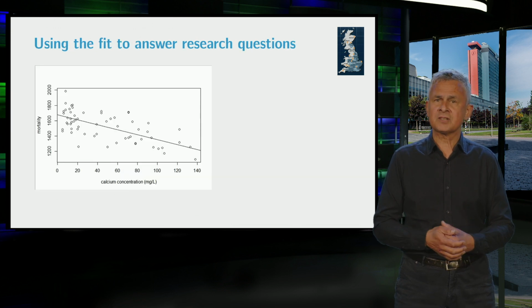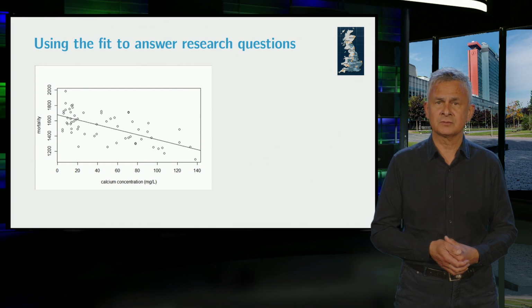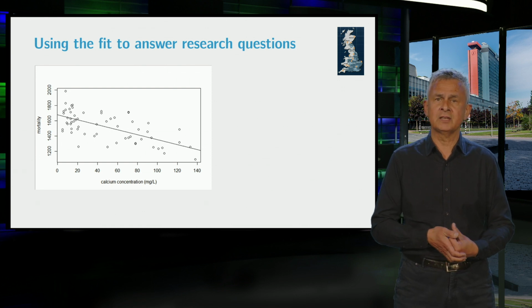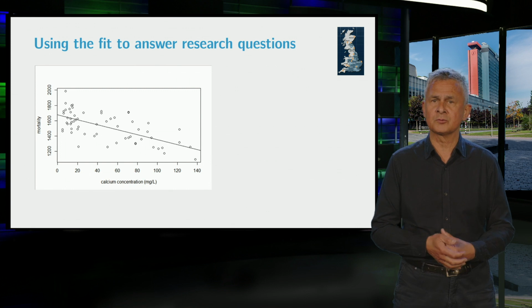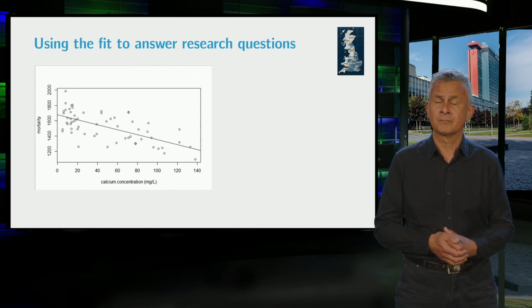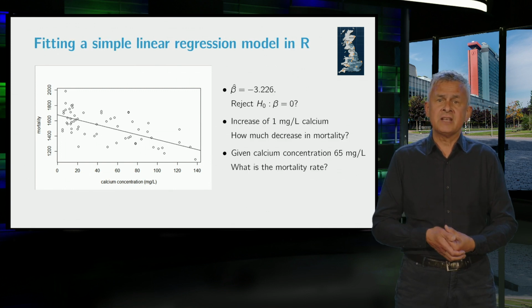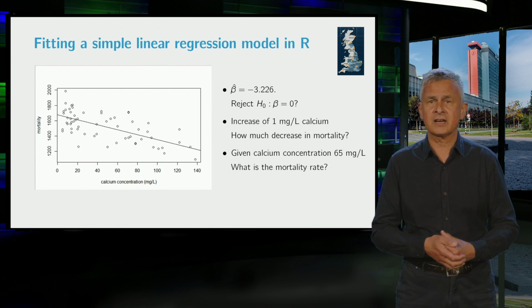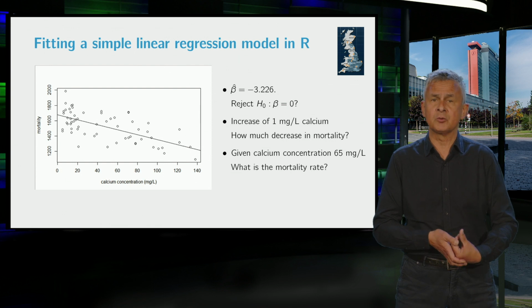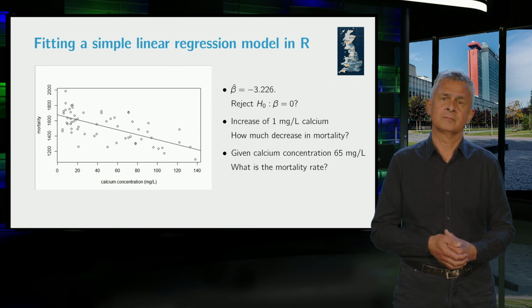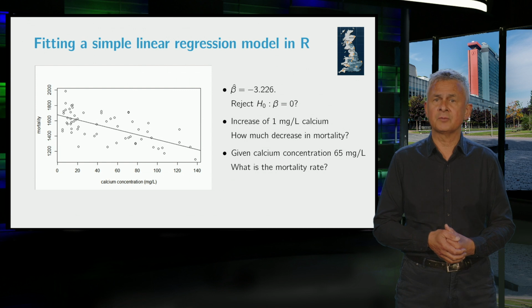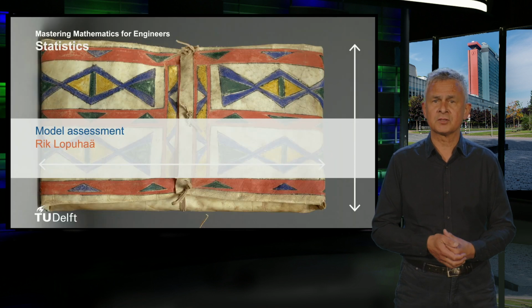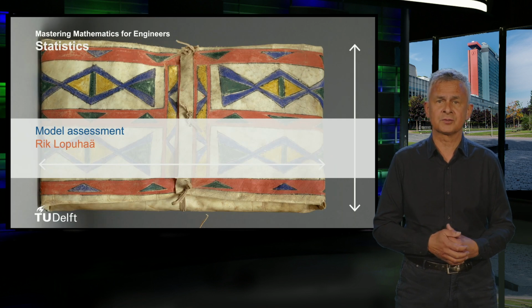Now that we have convinced ourselves that mortality is linearly related to calcium concentration, how can we use the fitted linear regression model to answer all kinds of research questions? For example, is the estimated slope negative enough to conclude that higher calcium concentrations lead to a decrease in mortality? Well, this will be the topic of the next video, in which we will discuss tests and confidence intervals for the linear regression model. See you then.